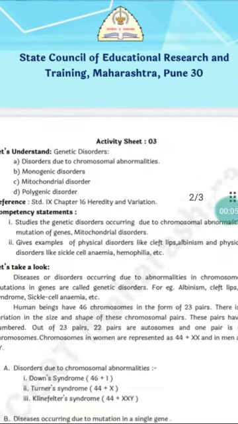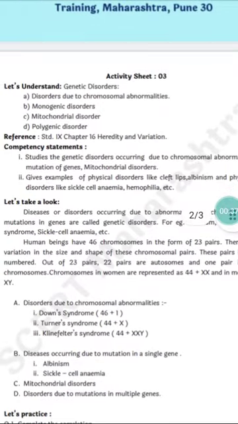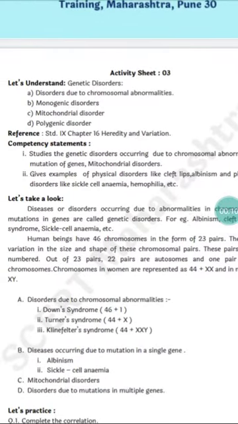Let us start our third activity sheet, which is also based on the chapter Heredity and Variation, which you had studied in the last year. It is chapter number 16, and in this activity, we have to study about genetic disorders. We had studied genetic disorders in the last year, that is, the disorders due to chromosomal abnormalities, monogenic disorder, mitochondrial disorder, and polygenic disorder.